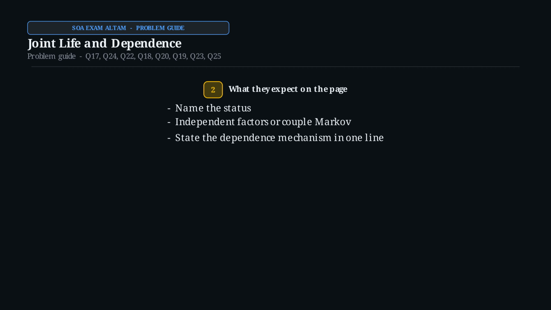They expect you to name the status in words and in standard notation. They expect independent factors, or a four-state couple Markov diagram, not both mixed at random. They expect a sentence that says how dependence works: a shared shock arrow, a force link after widowhood, or extra lambda on every living force. Then UDD identities or Woolhouse corrections if premiums are monthly. Official numbers live on the question videos.